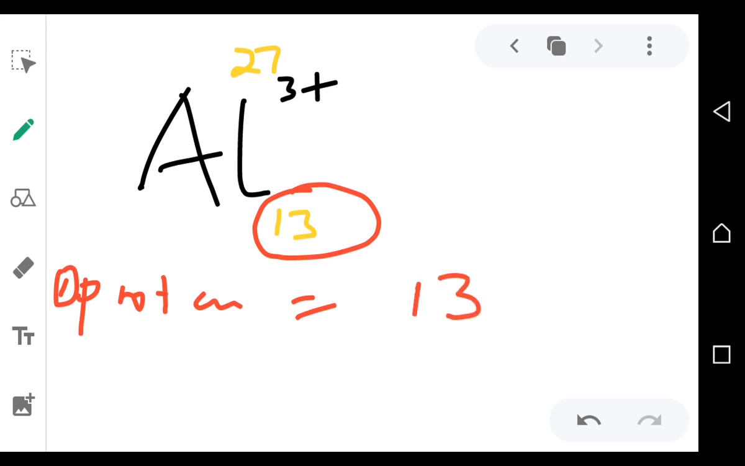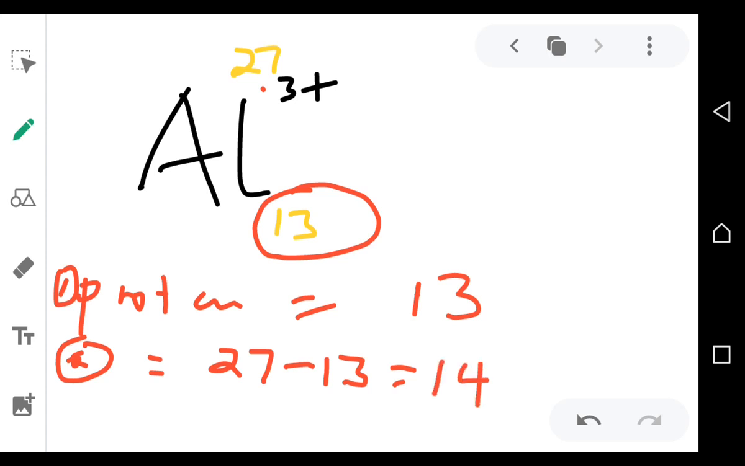How about neutrons? How do you know neutrons? For neutrons, you always subtract the number down from the number on top, which is 27 minus 13. So the number of neutrons is 27 minus 13, which is 14. How about electrons? On the electrons, you need to be very careful because you need to know what positive means.